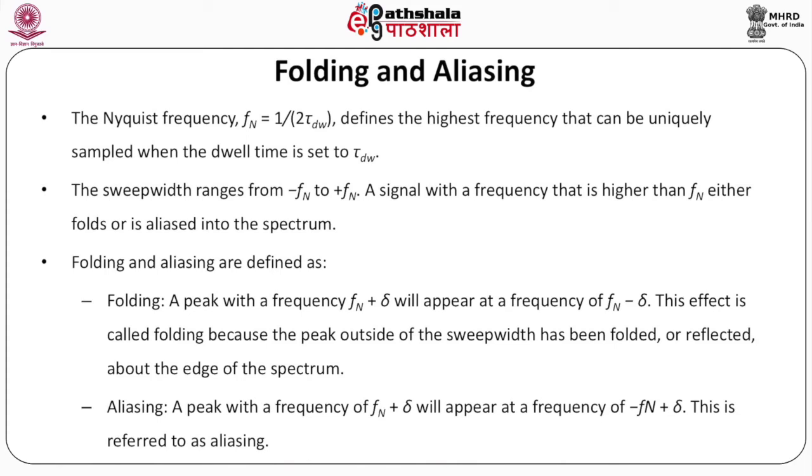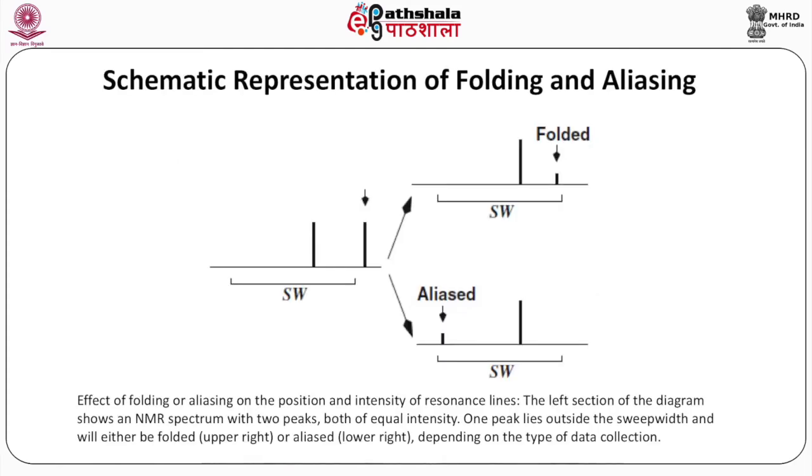This effect is called folding because the peak outside of the sweep width has been folded or reflected about the edge of the spectrum. In aliasing, a peak with a frequency of Fn plus delta will appear at a frequency of minus Fn plus delta. A schematic representation of folding and aliasing is shown in the figure.